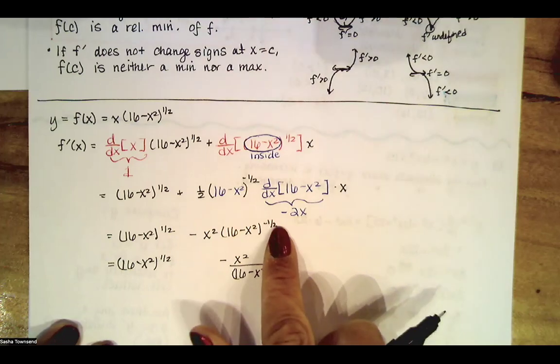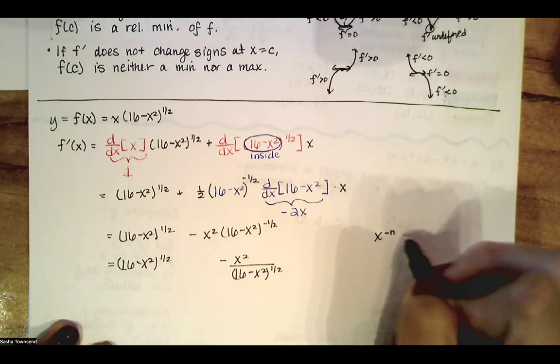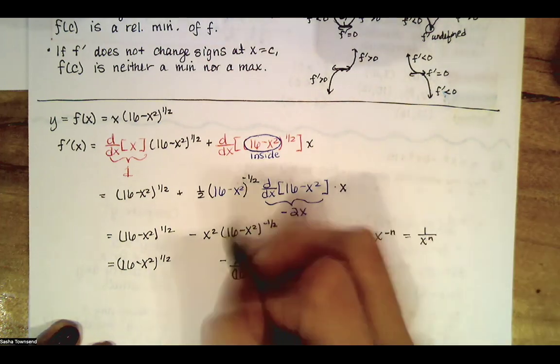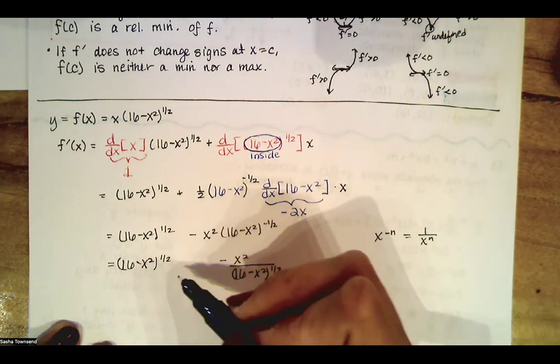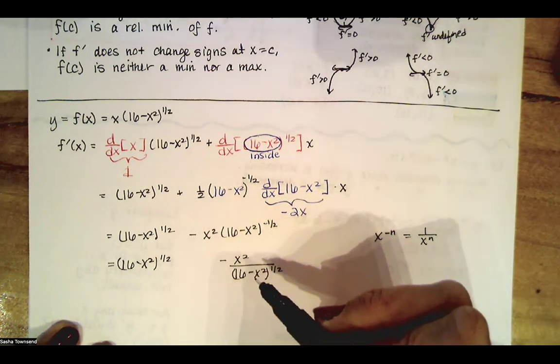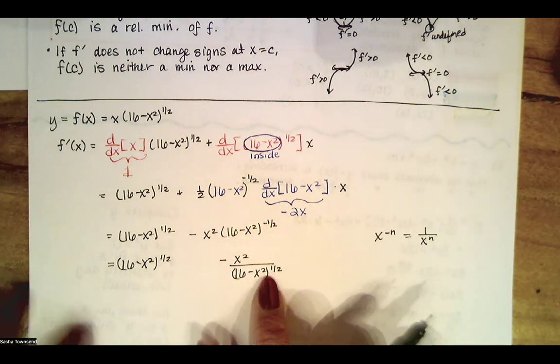Because that negative exponent can be rewritten this way. This is 1 over the same expression to the positive 1/2 power. So I've got 1 over x squared times 1 over the quantity 16 minus x squared to the 1/2, and then you multiply straight across and you get this.